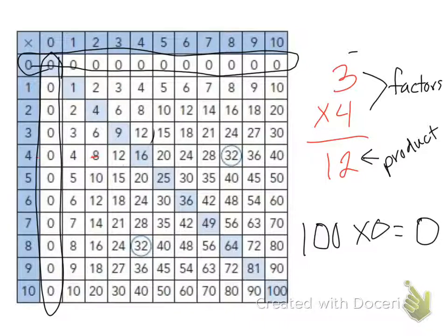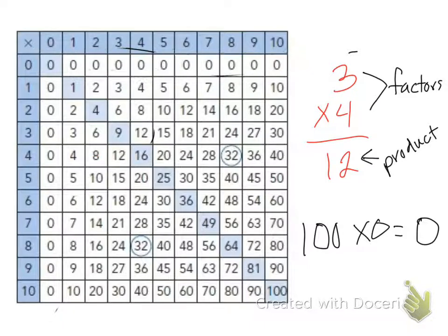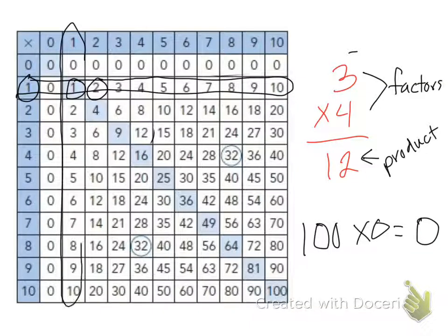Now also notice that anytime I multiply 1 times a number, it always equals that number. For example, 1 times 1 is 1, 1 times 2 is 2, 1 times 3 is 3, etc. So anytime I multiply 1 times a number, it equals that same number. This is called the identity property of multiplication.